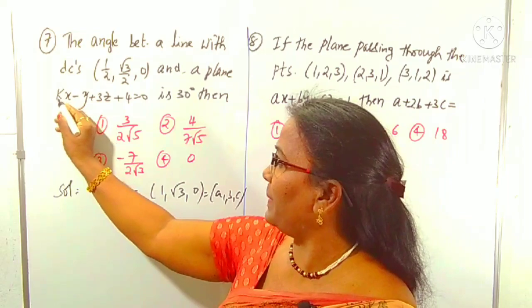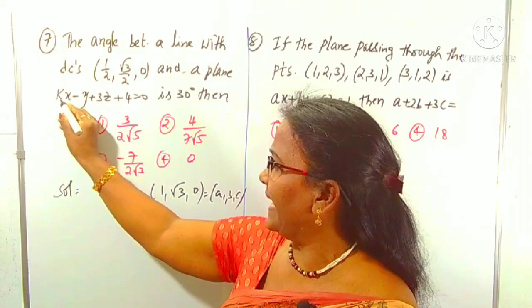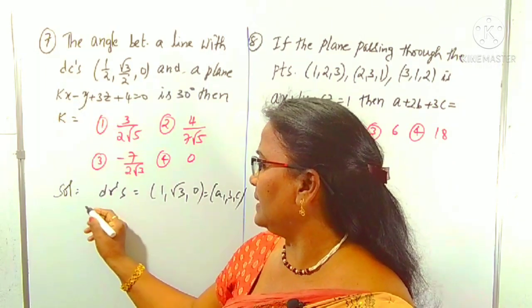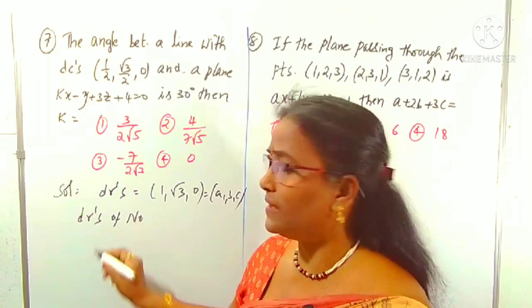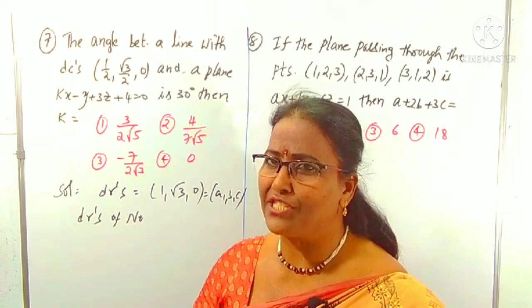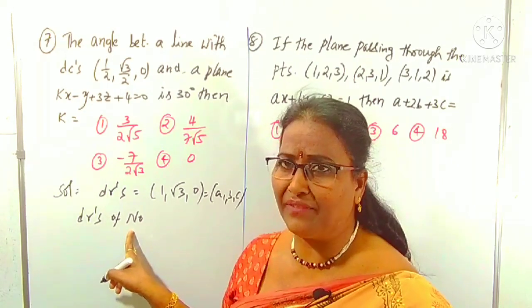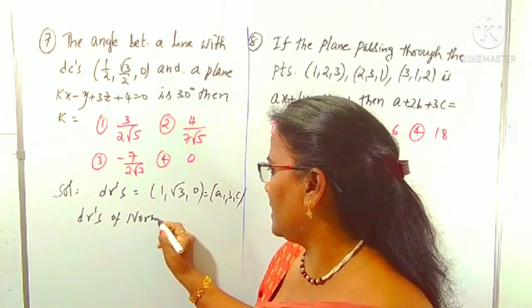Right. What are the plane normal's DRs? K, minus 1, 3. These are the DRs of the normal to the plane. What is the equation of the plane? All these points were discussed in the previous part. Normal to plane.